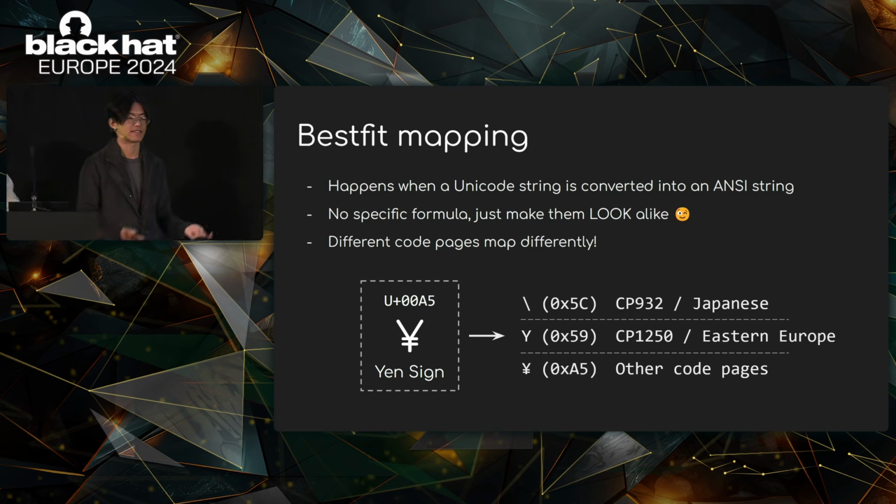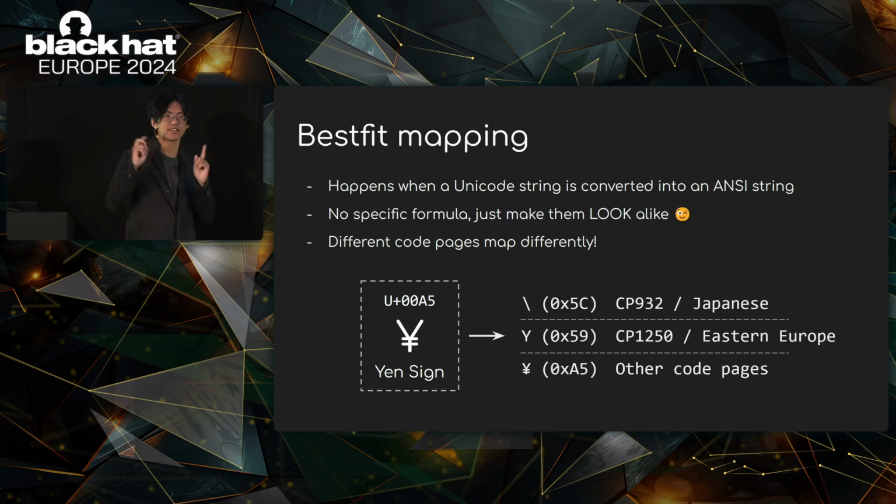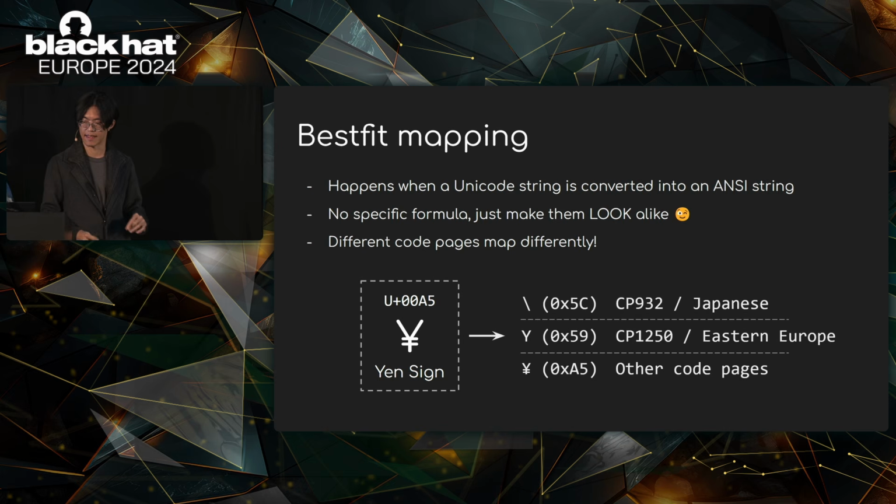And there's another thing, which is that different code pages map differently. For example, for this U+00A5, which is a yen sign in Unicode, in Japanese it's going to be a backslash. In Eastern European languages, it's going to be a capital Y. And for all the other code pages, it's going to still be a yen sign. So because of this reason, the WorstFit vulnerability highly depends on the language configuration. Okay, now we already know the basic concept of best fit. Let's have Orange introduce the first ever WorstFit vulnerability we found.